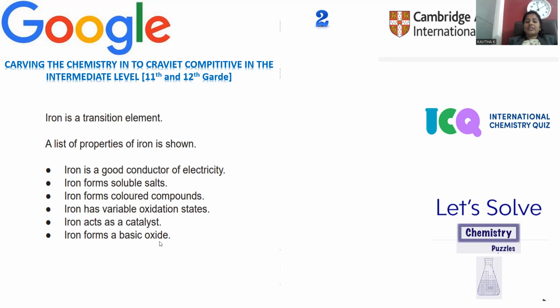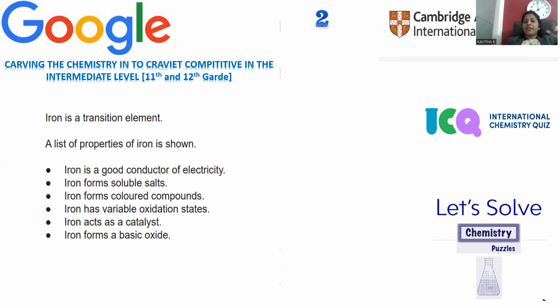Iron forms a basic oxide. Ferric oxide is basic in nature, because any metal oxide is said to be basic. Non-metal oxide is acidic. Simple to remember. I'm taking sodium oxide, lithium oxide, magnesium oxide, calcium oxide, rubidium oxide, cesium oxide. At the same time, iron oxide. All are metal oxides only. Any metal oxide must be basic in nature.